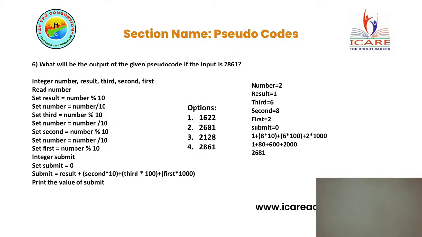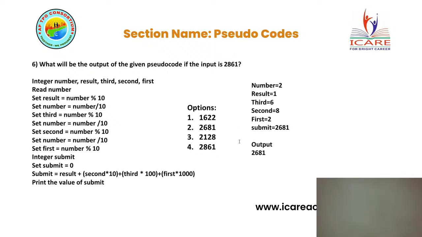So print the value of submit. 2681 is stored in the submit. So submit equal to some value we get after completing the mathematical operation. After that, print the value of submit. So the output would be, the value of submit is 2681. So we are printing that 2681.